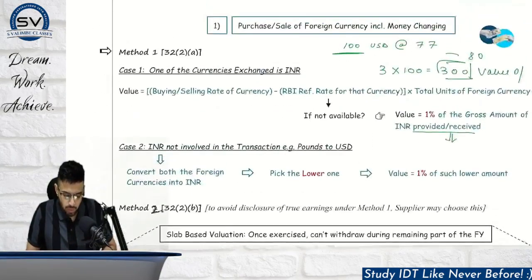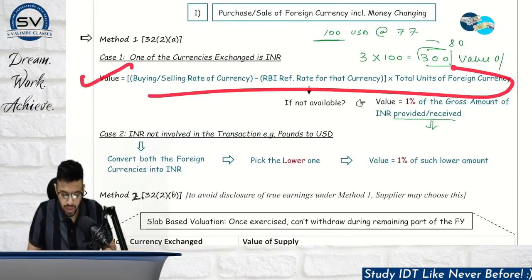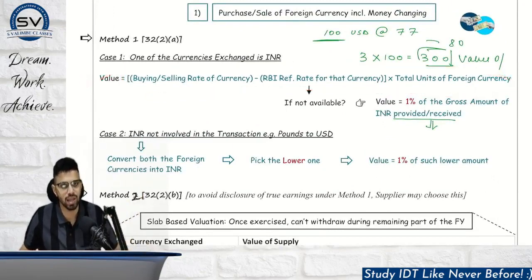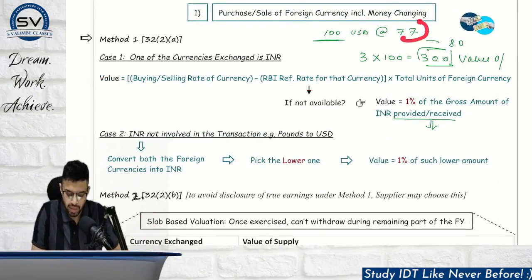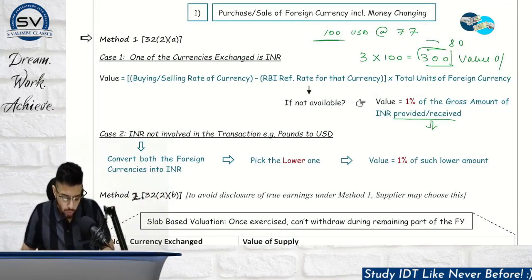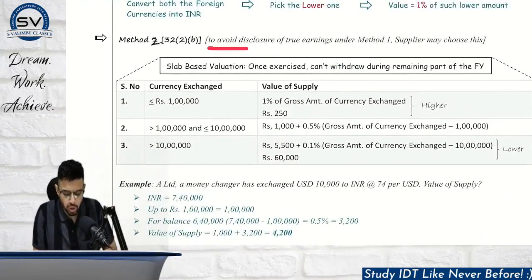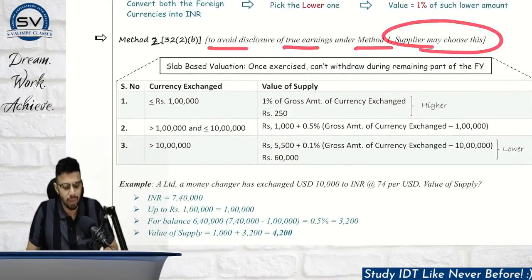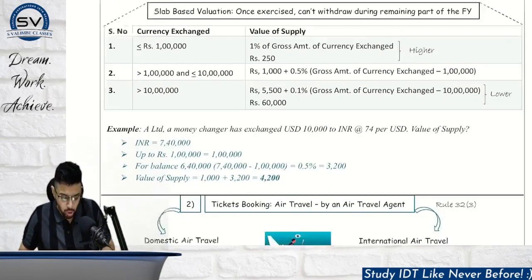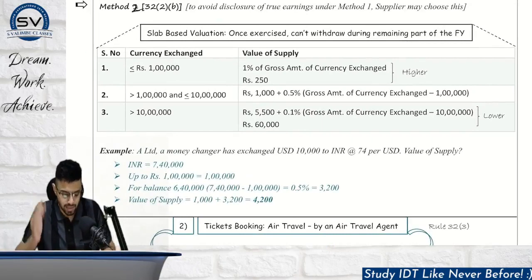In method number 1, if you carefully look at this particular case, here the authorized dealer is practically disclosing his earnings, right? His actual earnings will be exposed as 3 rupees per 100 per USD I have earned. To avoid the disclosure of true earnings, the supplier may say that I want to apply method number 2. This is a slab based valuation. You have to learn the slabs, you have to apply as it is in the question.